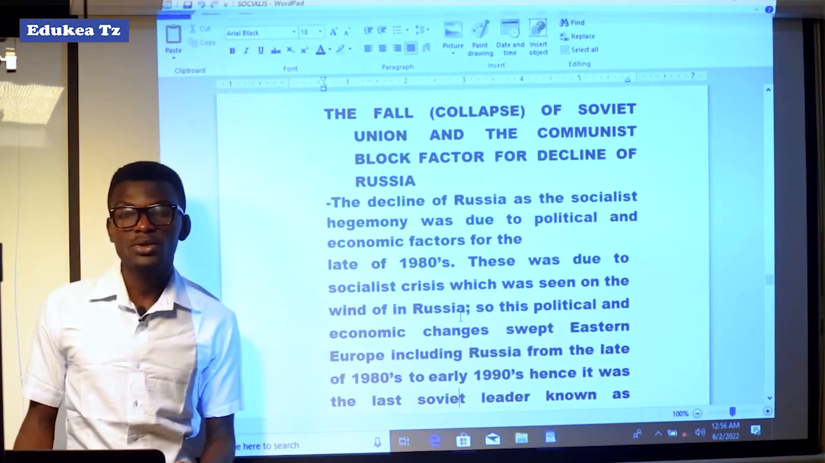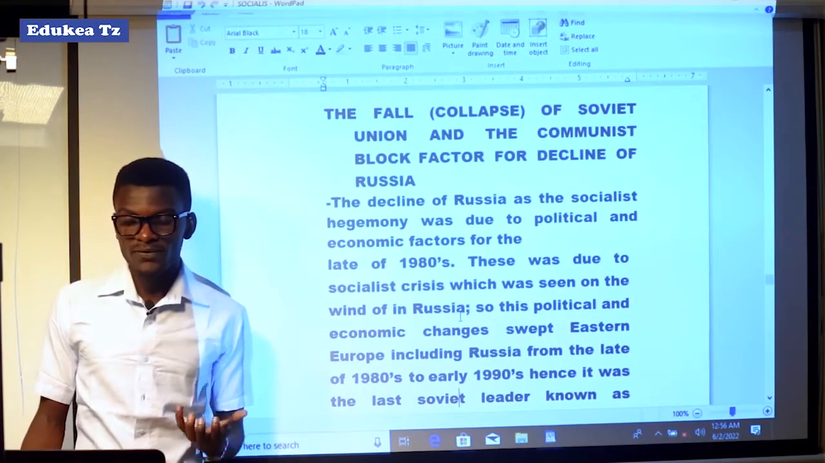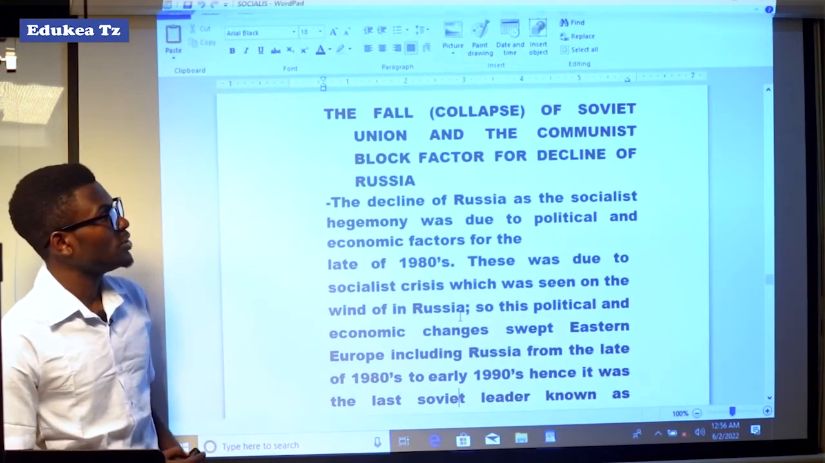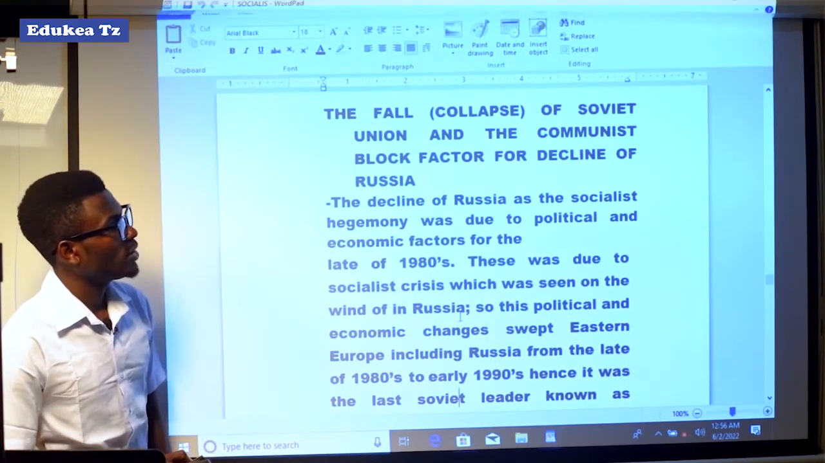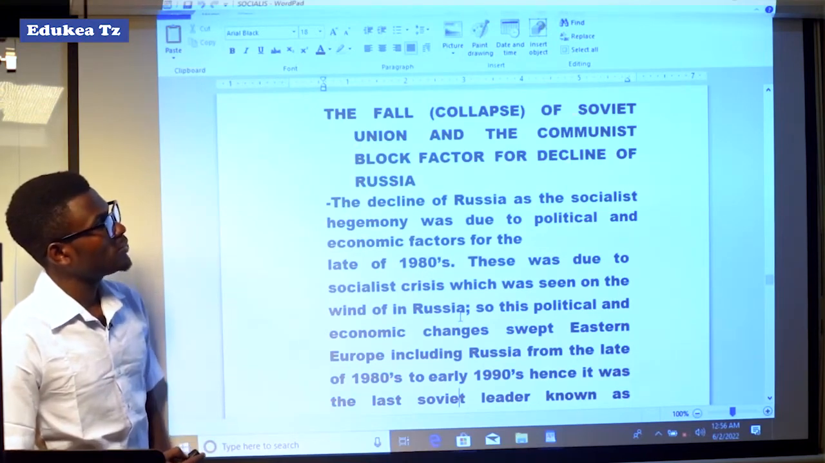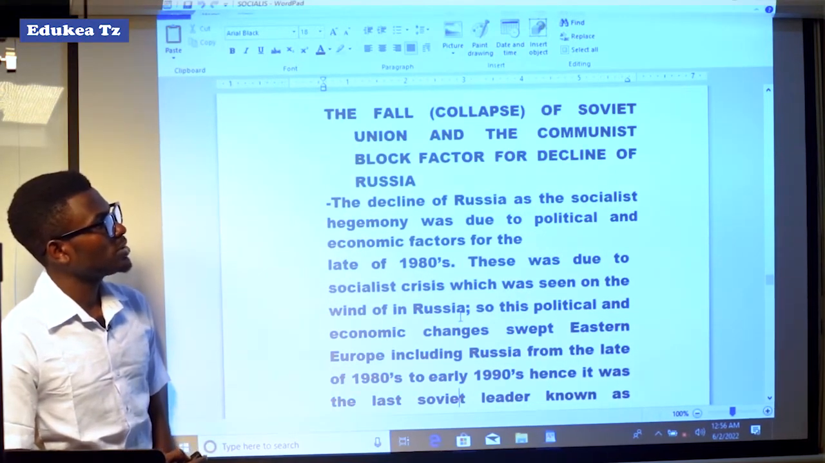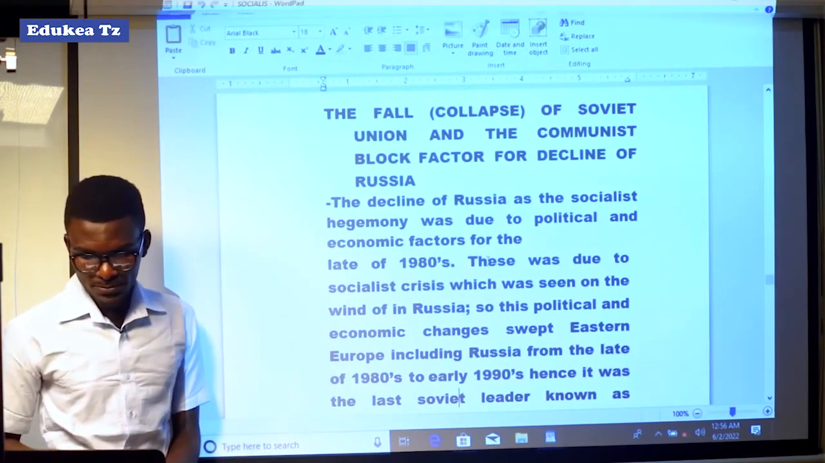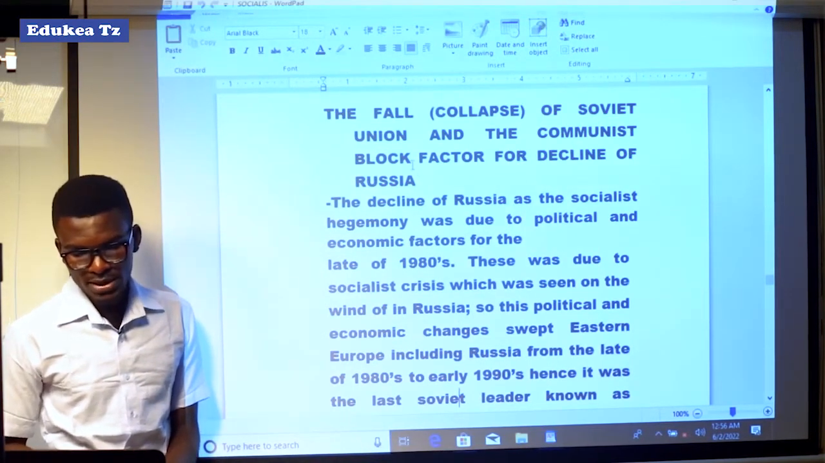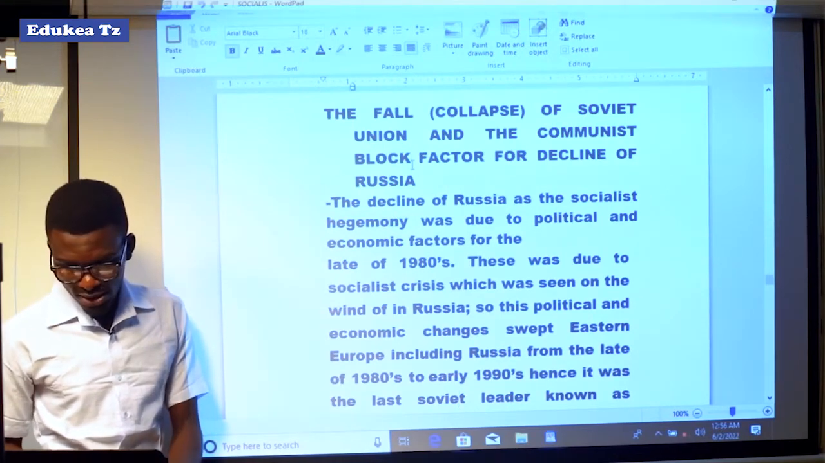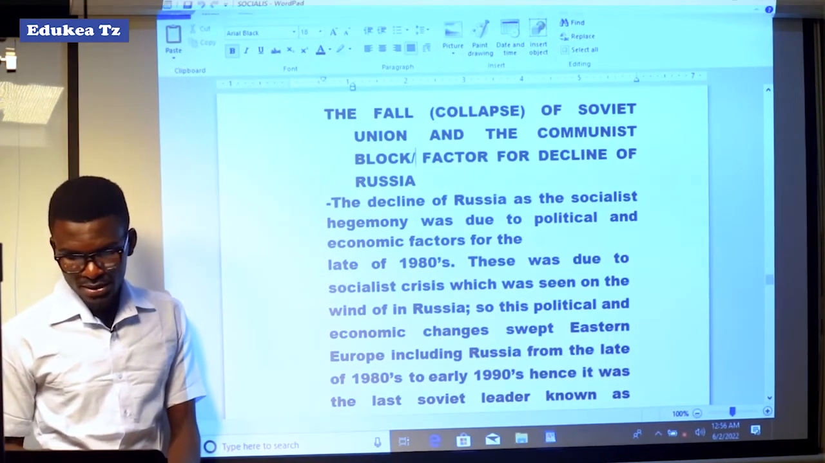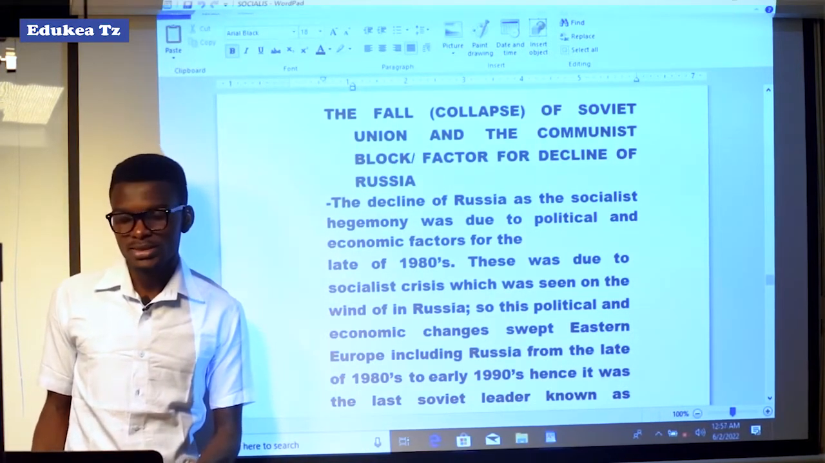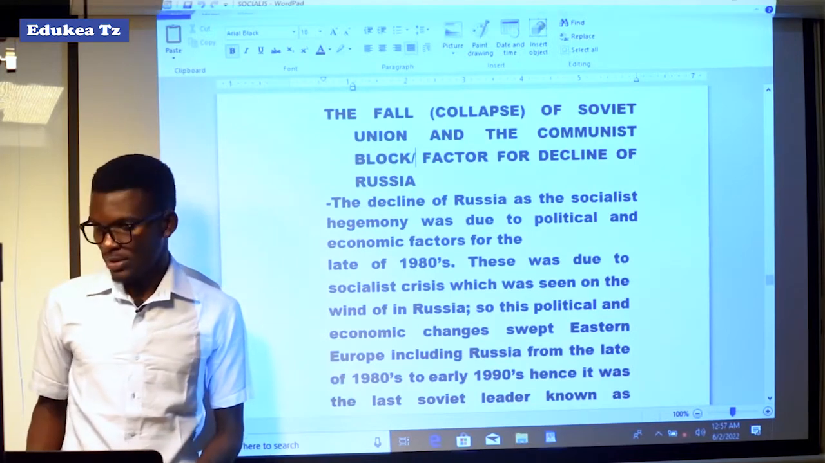So today we are going to see the fall or collapse of the Soviet Union and the communist bloc, or factors for the decline of Russia. It means that we are going to see what were the factors that led to the collapse of the communist bloc, or factors for the decline of Russia.